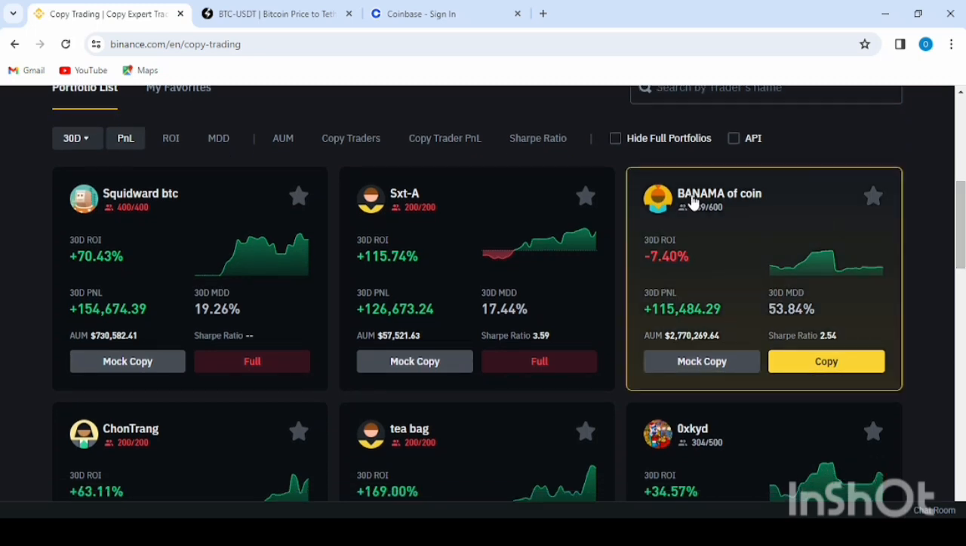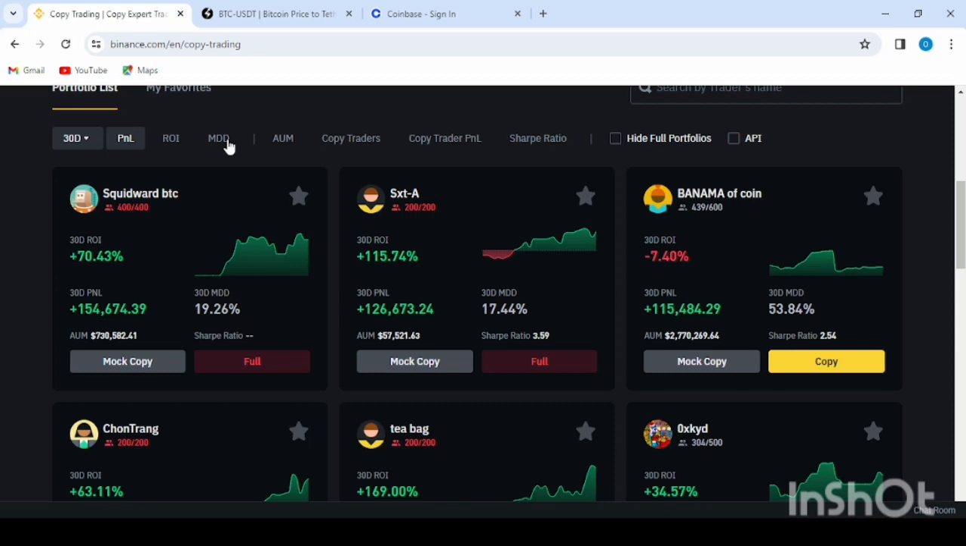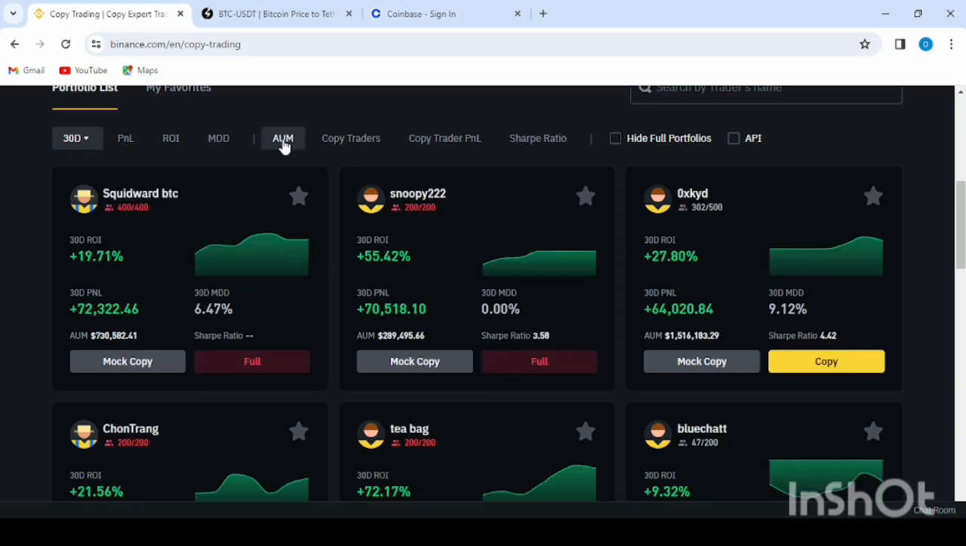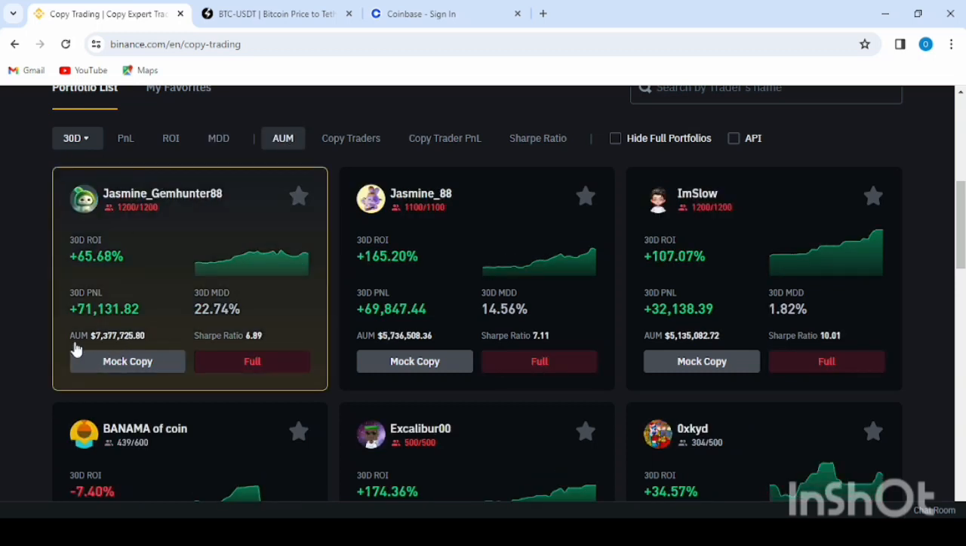Then this MDD means maximum drawdown. All right, maximum drawdown, that's the highest amount the person has lost at a particular time. All right, so you also check all these things. AUM is what the person is managing, the total amount the person is managing, as I've talked before. Like this one now has about 7,377,725 USD. All right, and within 30 days he has been able to make a profit of 71,131 USDT.